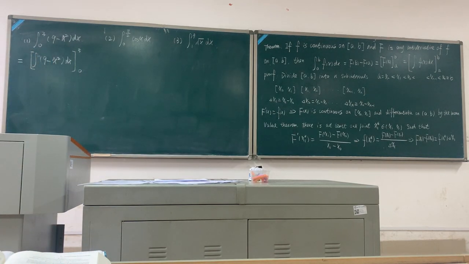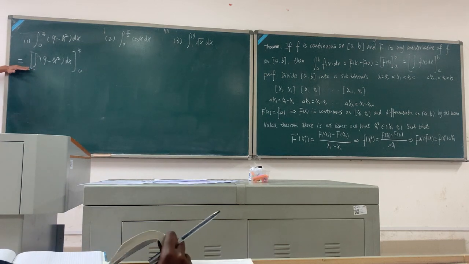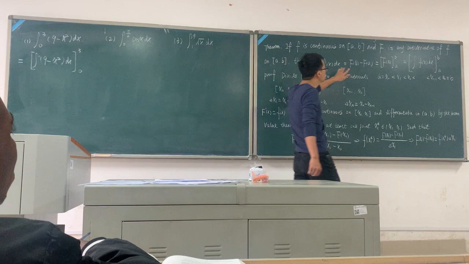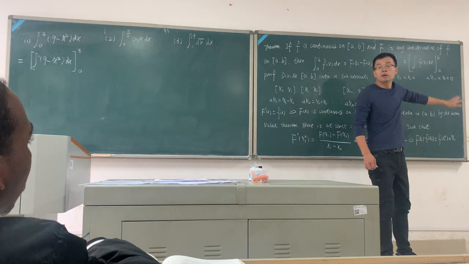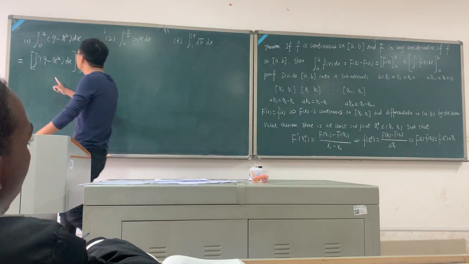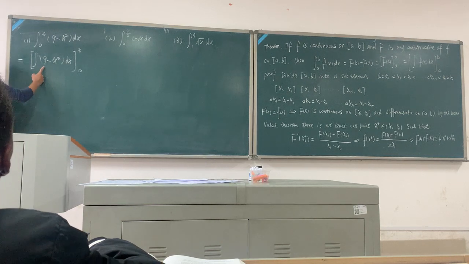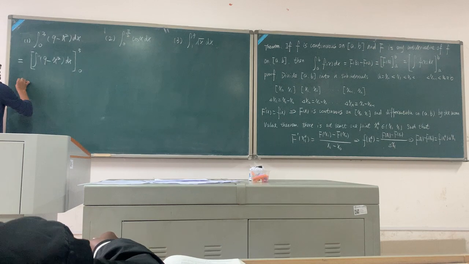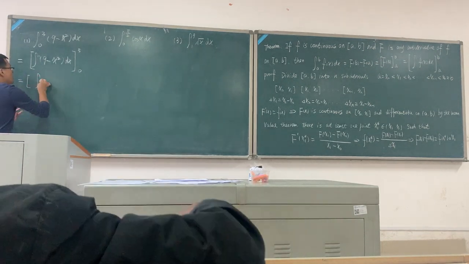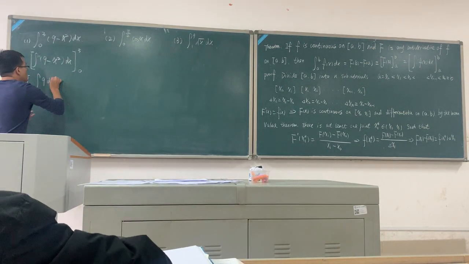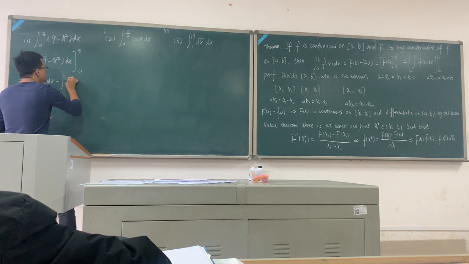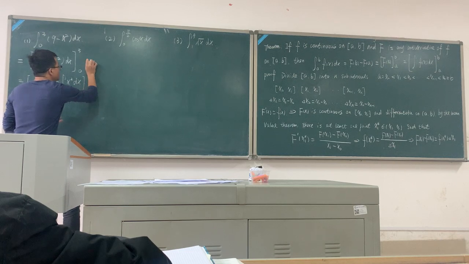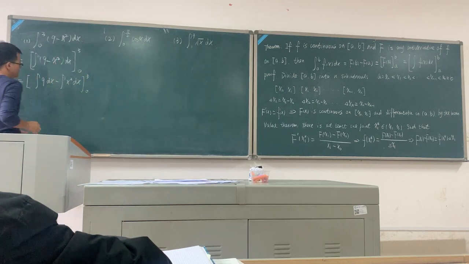So this step we use the result. Now we need to find this antiderivative. We know it is the antiderivative of 9 minus the antiderivative of x squared dx. Here is 3, here is 0.